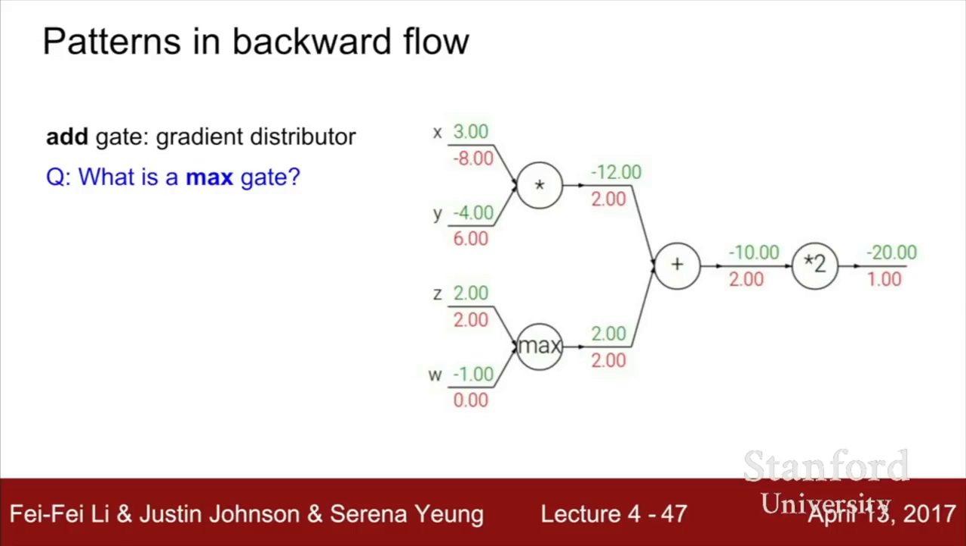So what does a max gate look like? We have a max gate here at the bottom, where the inputs coming in are z and w. z has a value of 2, w has a value of -1, and then we took the max of this, which is 2, and we pass this down into the remainder of our computational graph. So now if we're taking the gradients with respect to this, the upstream gradient is, let's say, 2 coming back. And what does this local gradient look like?